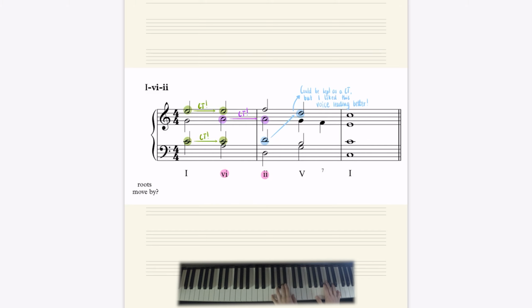And here, by what intervals do the roots move? A third, then a 5th down, then a 4th up, and then resolving onto the tonic.